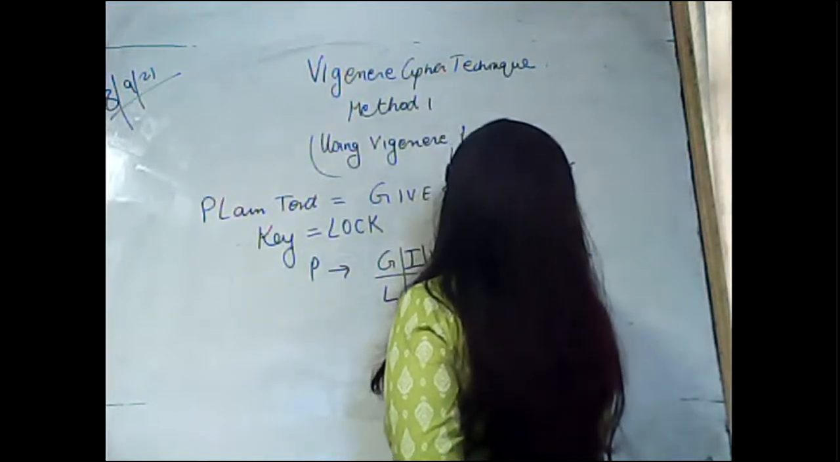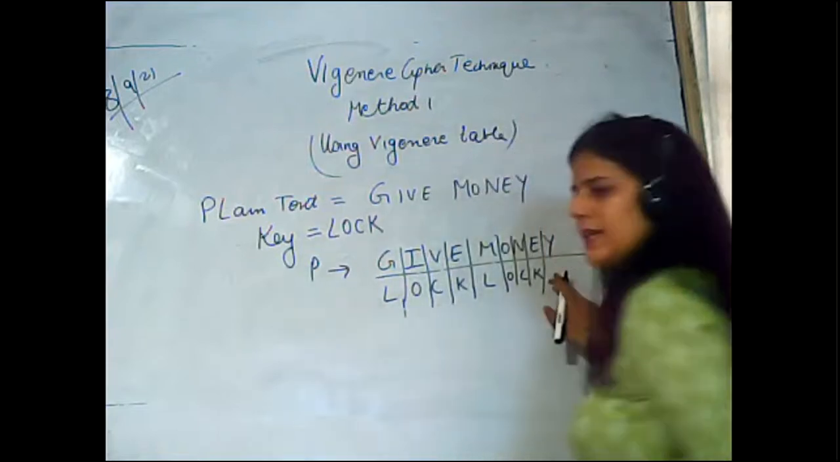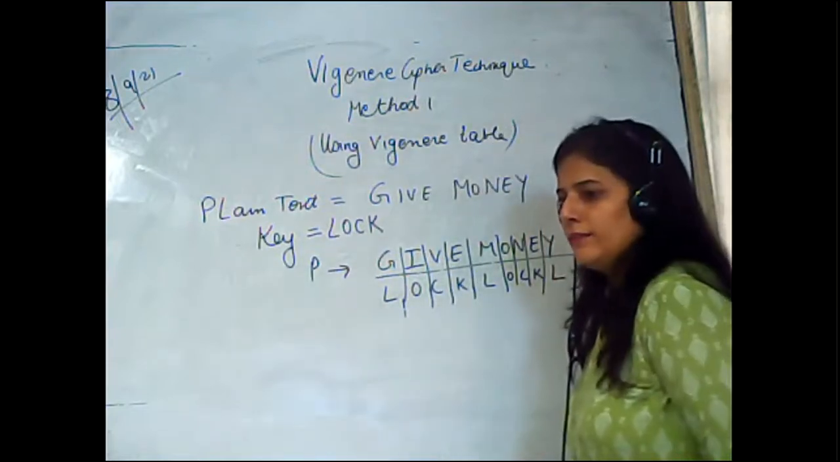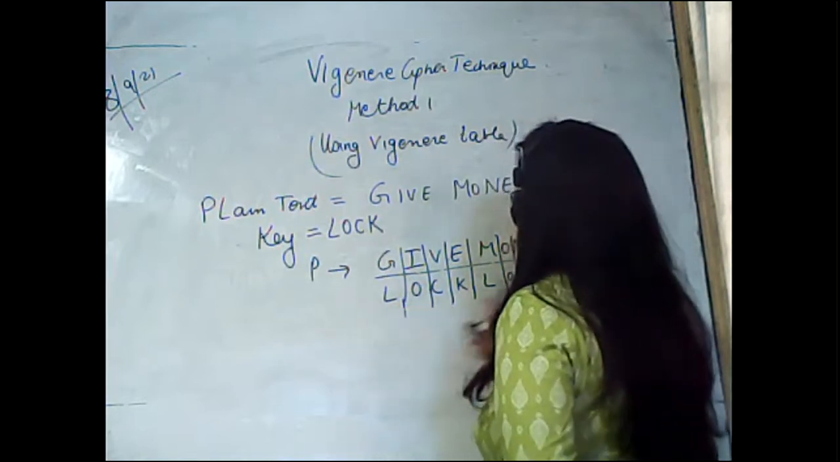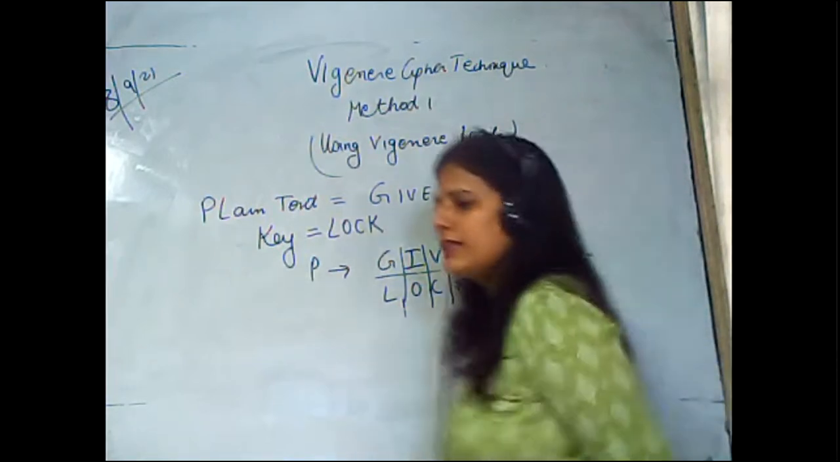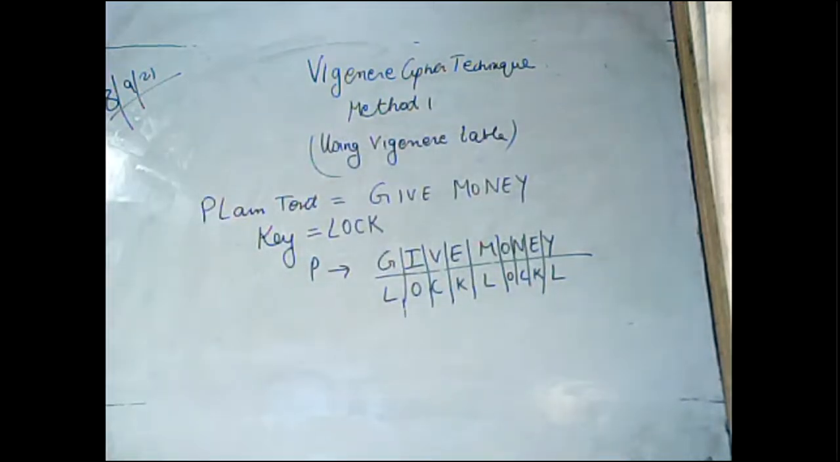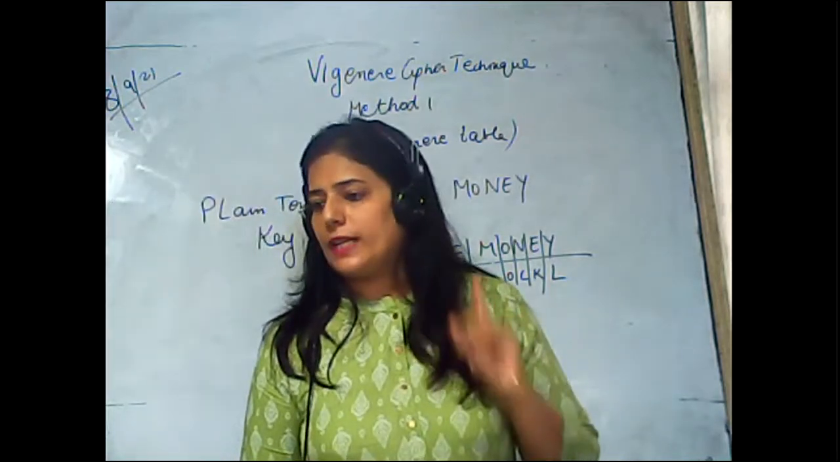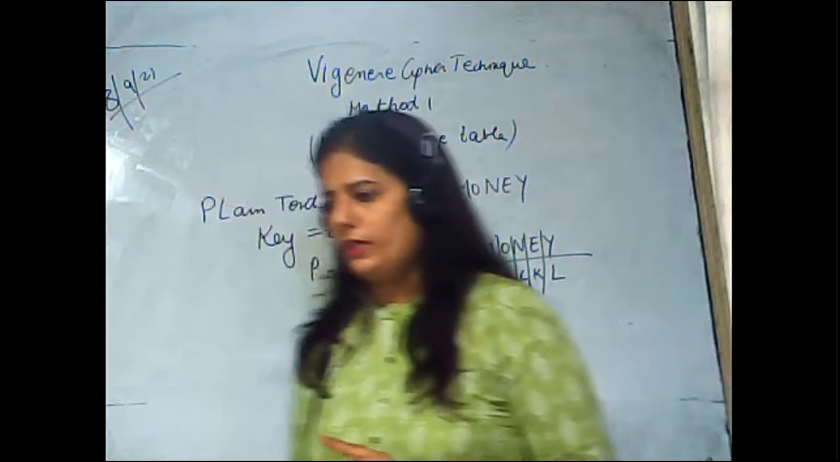L-O-C-K, L-O-C-K, and I am left with the last letter in the plain text, so I will write N here. So I will write L-O-C-K, L-O-C-K, and the last letter, N. I need to repeat the letters of the key so that the number of letters in the plain text and the key becomes equal. That is the main rule, the first rule, if we are using a Vigenere table.